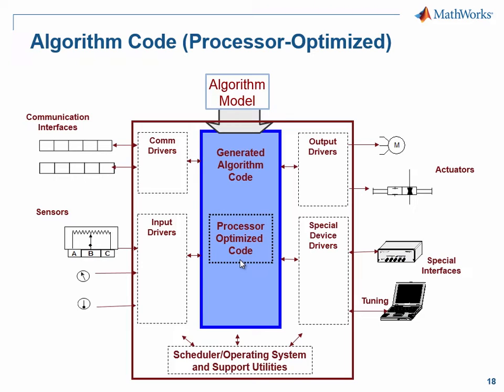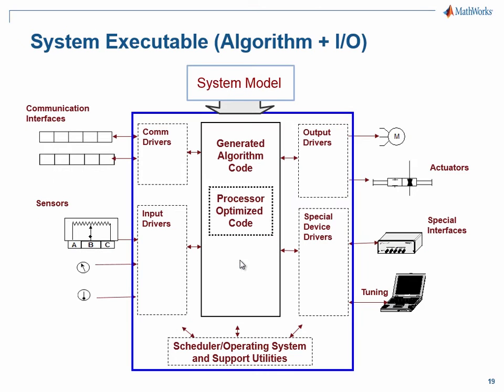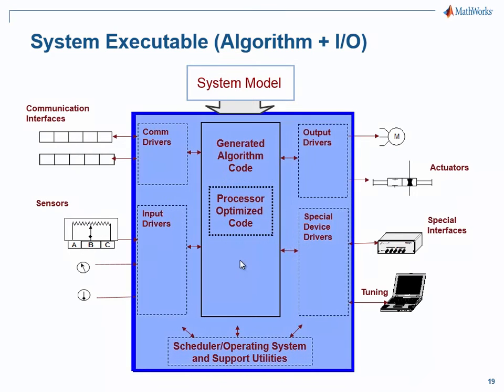Then you want to know, how do you get the I/O? Now, in a lot of production organizations, the I/O is written by the software engineering team, and they've optimized the I/O and device drivers and scheduler for their particular software architecture. And so in that case, you would just get that from the software team. But in other cases, you may need all the I/O. Perhaps you have not written it, and you would like things like device driver blocks as part of your modeling environment. So when you push the code generation button, you would get the entire executable.